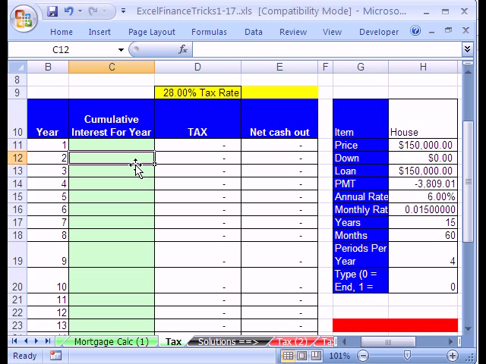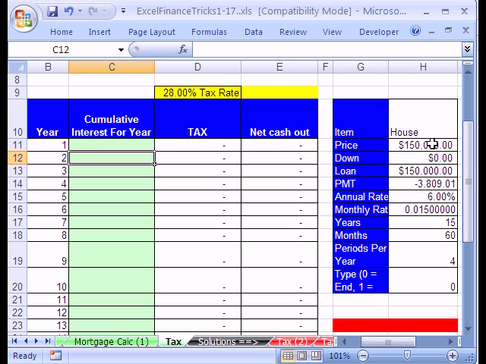Yeah, this is a little extra trick. We're going to learn about the CUMIPMT function. This function will actually calculate the total interest paid for a certain period on an amortized loan.